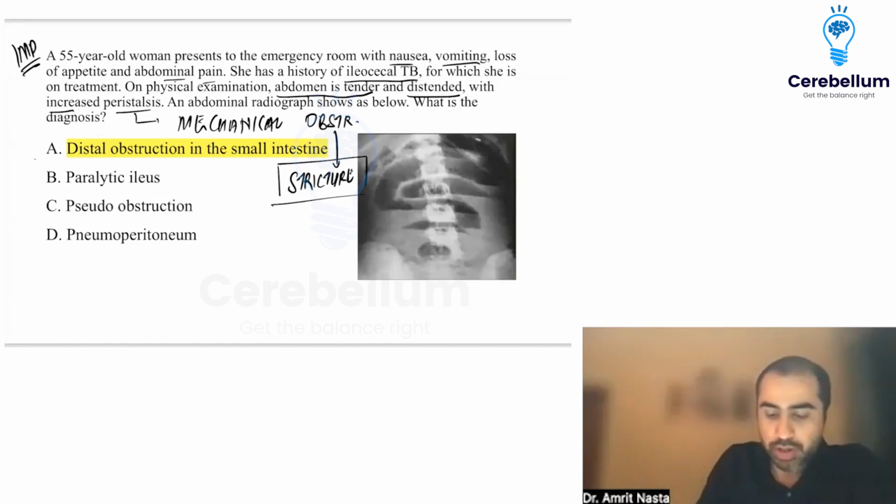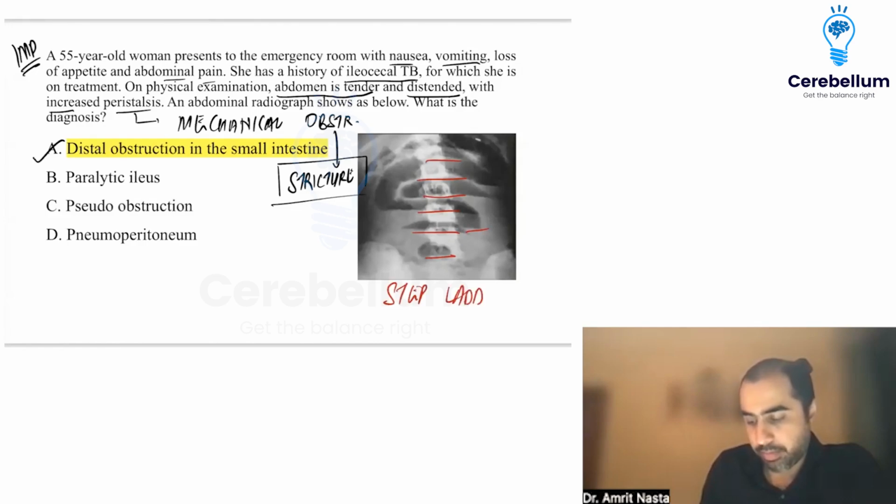So this is going to be an obstruction, mechanical obstruction, and what you see in the image, air fluid levels in a step ladder pattern. So it is going to be step ladder. So it can't be paralytic ileus, it can't be pseudo obstruction. Pneumoperitoneum you don't see in the image. You don't see free gas, so it's not pneumoperitoneum.